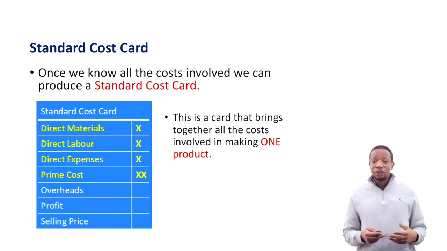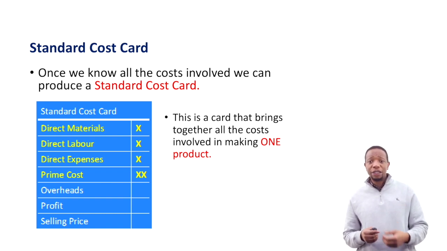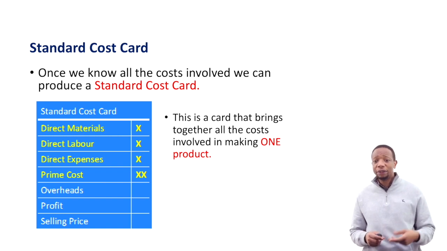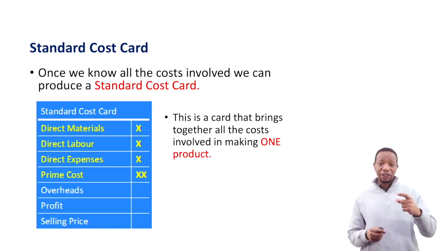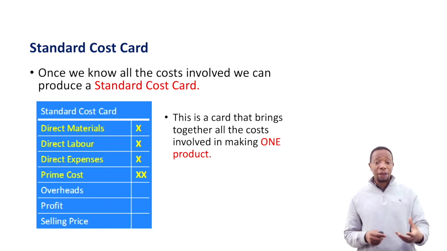Now, in our standard cost card, it's very simple. You would have your direct materials to start with. You've got your direct labor, direct expenses. Anything that is direct would go there, and that is called the prime cost.